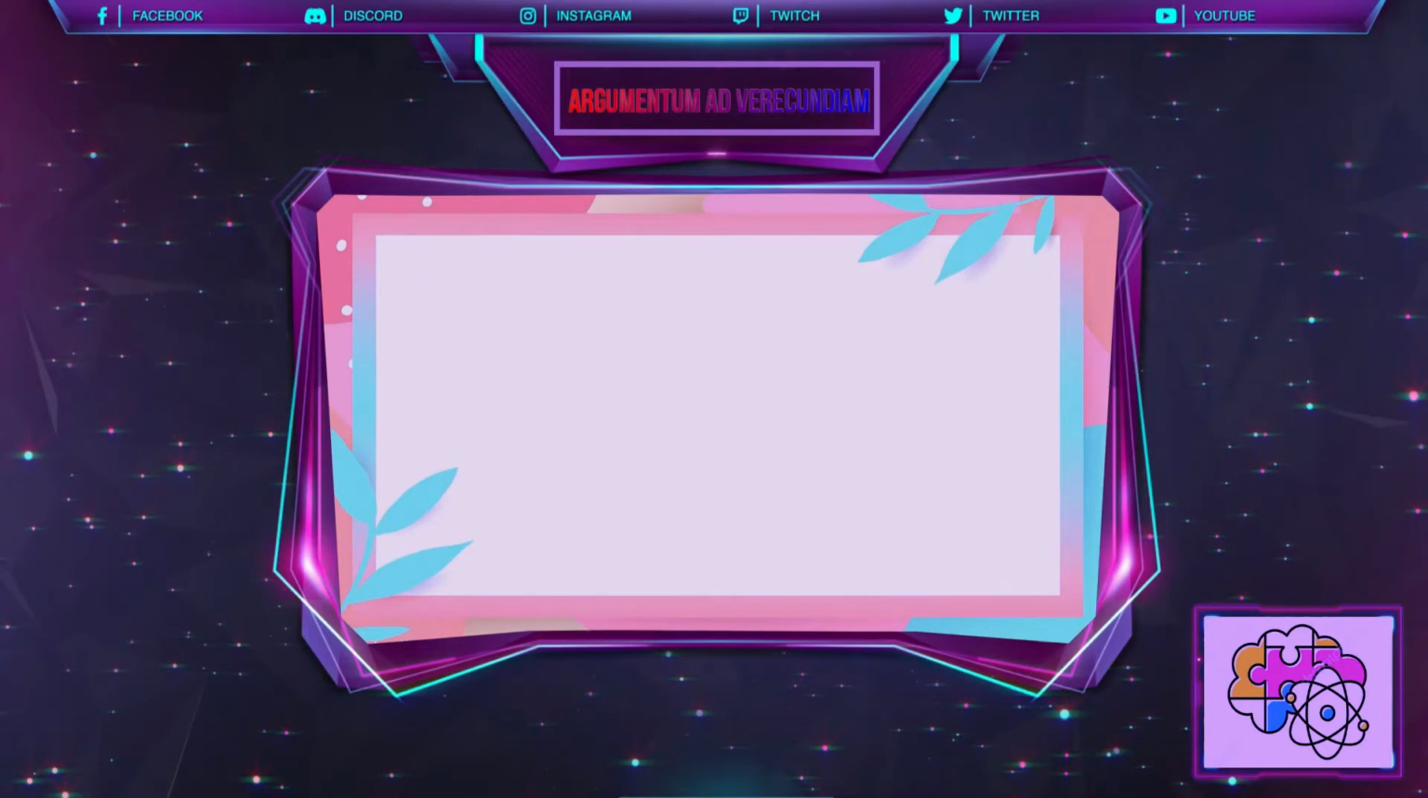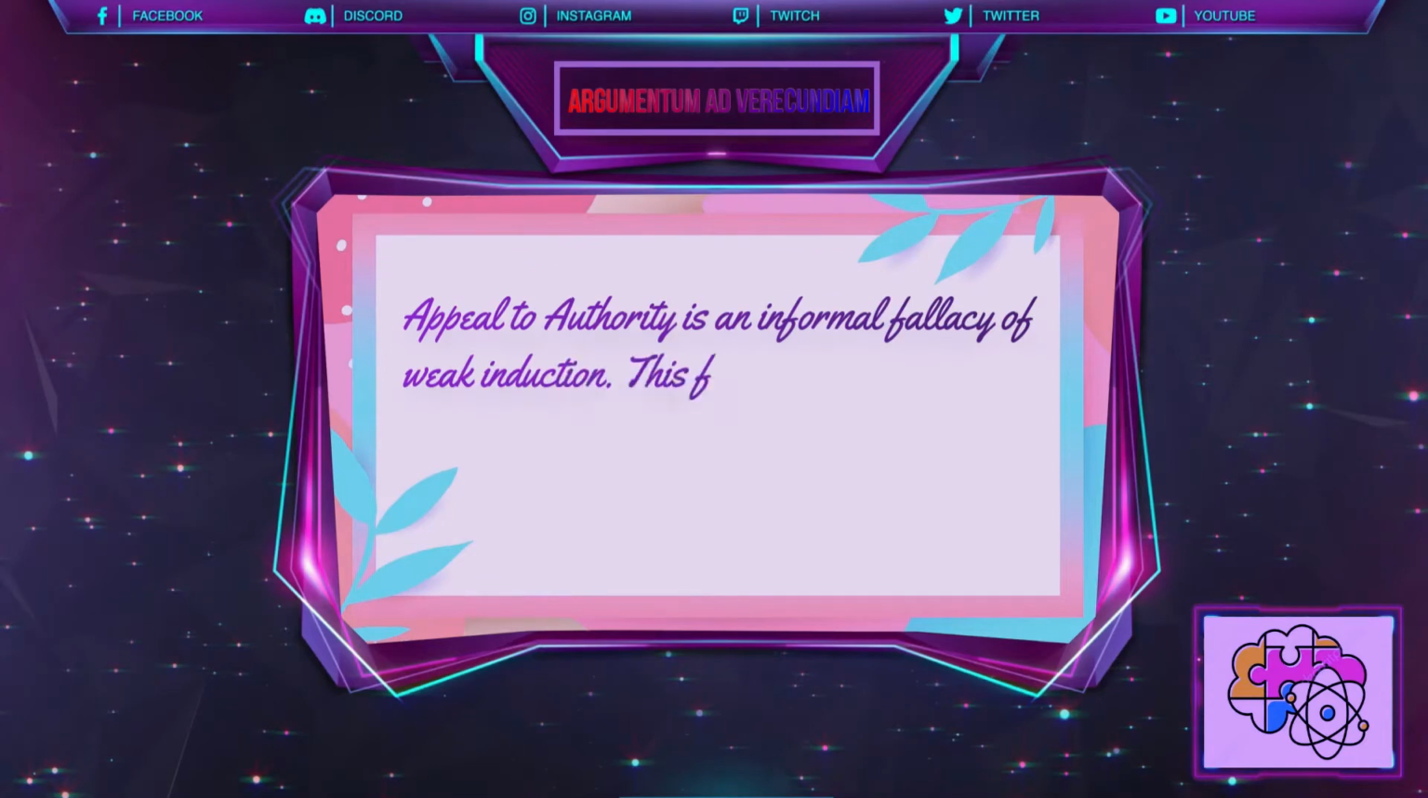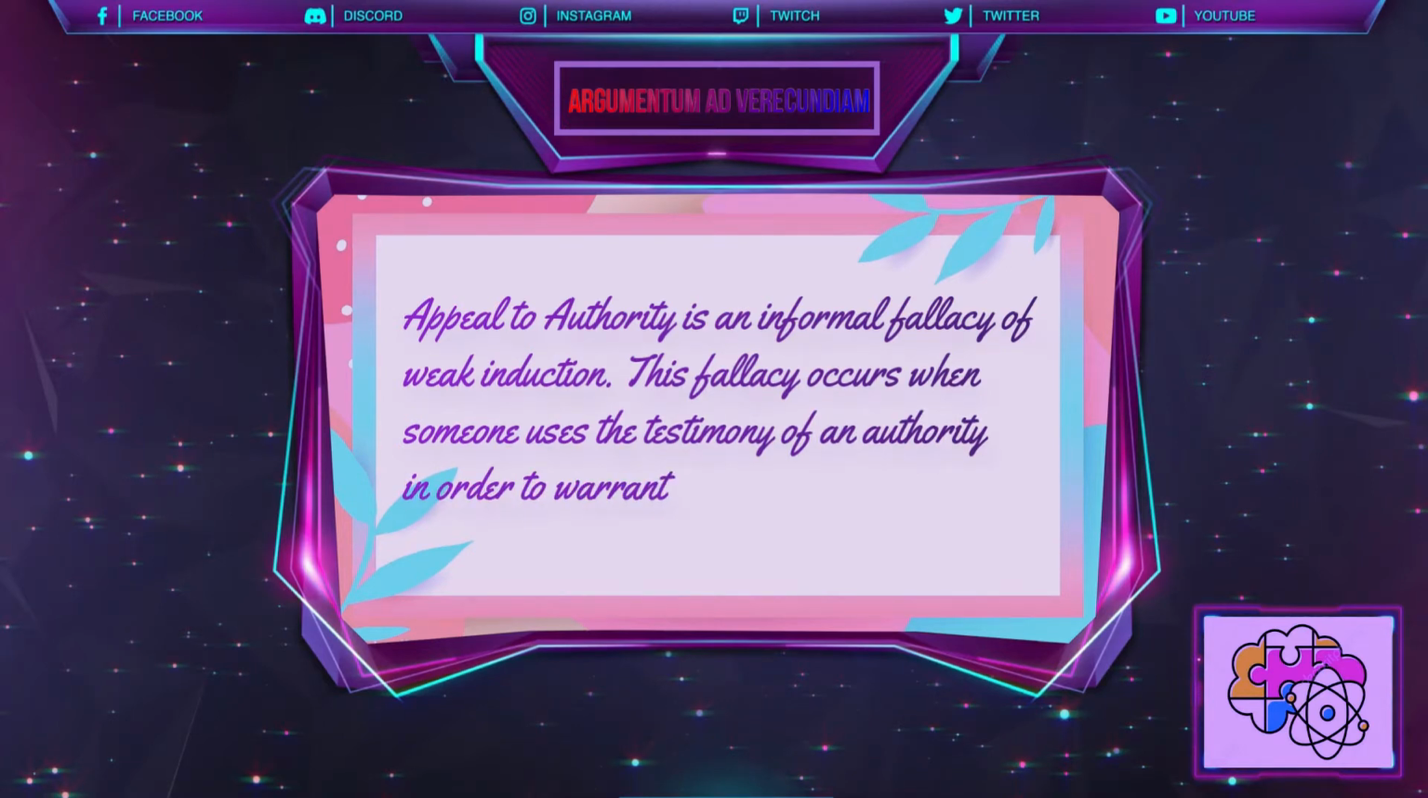Argumentum ad Verecundiam, or appeal to authority, is an informal fallacy of weak induction. This fallacy occurs when someone uses the testimony of an authority in order to warrant their conclusion. Here is the example of Argumentum ad Verecundiam.